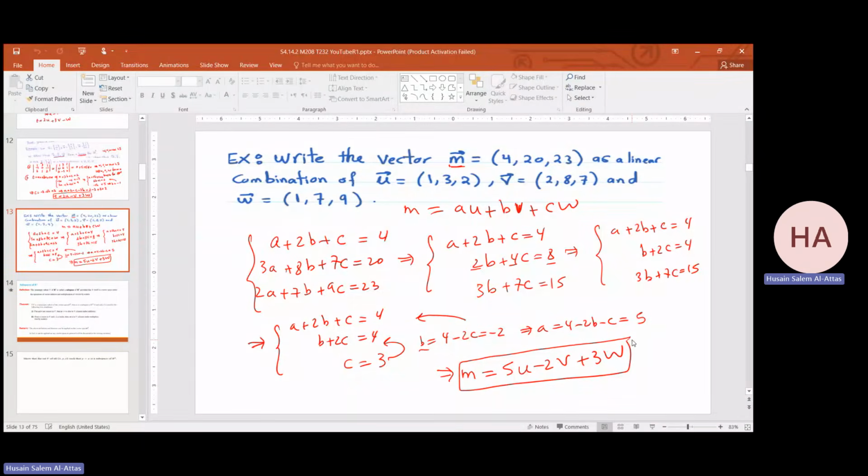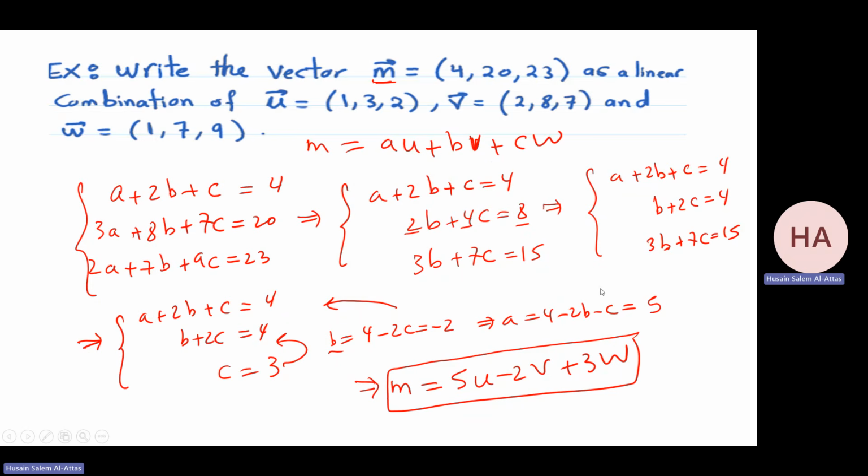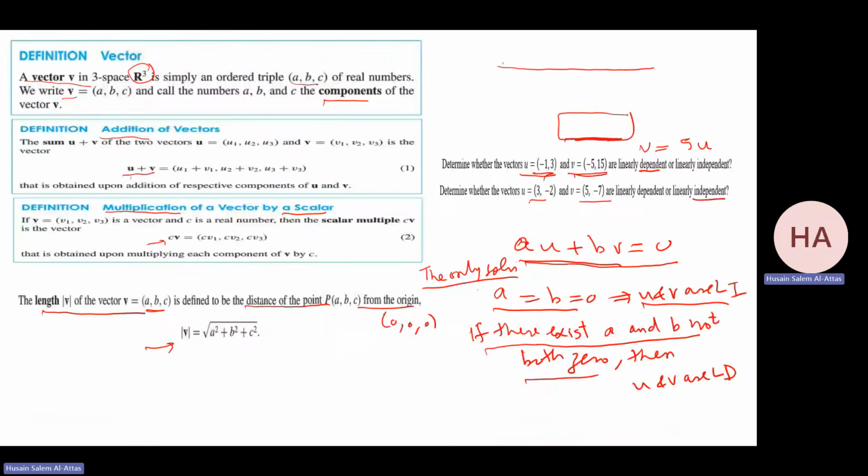Bismillah ar-Rahman ar-Rahim. Now we'll continue dealing with such problems in 4.1 and 4.2. We deal with the first part, which is what we mean by R3. Also, this can be extended to Rn, how to add two vectors, how to multiply two vectors.